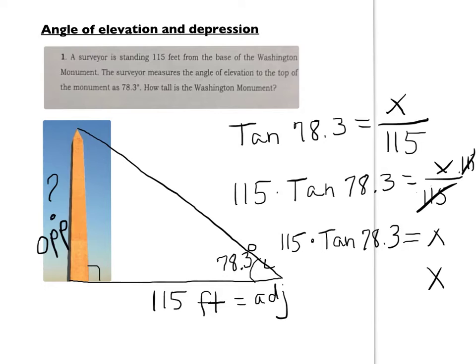It comes out to be about 555 and 31/100 feet. So that's what it comes out to be. Side lengths, we're going to round to 2 decimal places. Angle measures, we're going to round to 0 decimal places, so to the nearest degree. So again, this was angle of elevation.